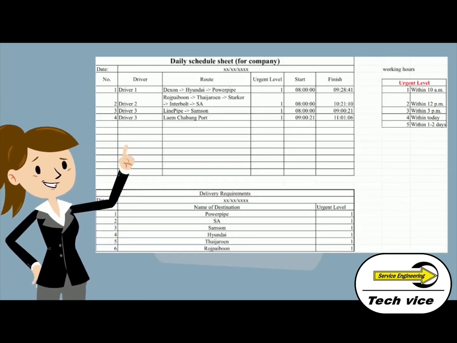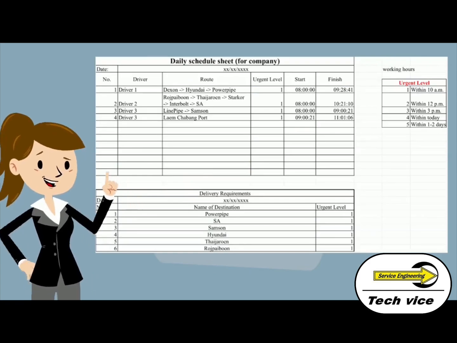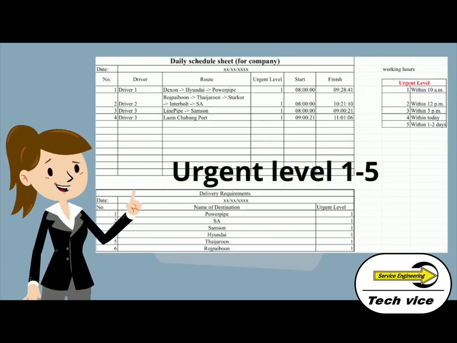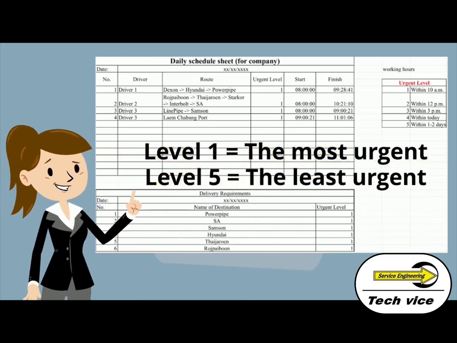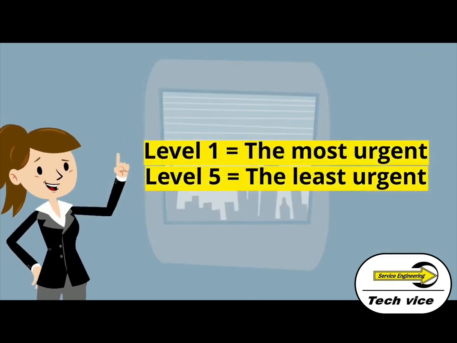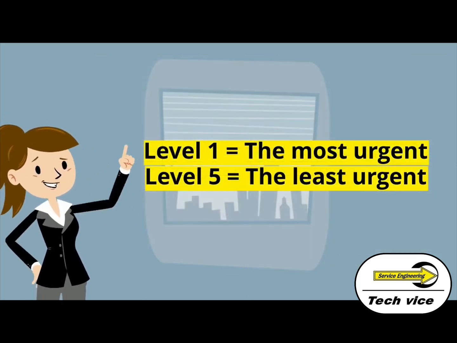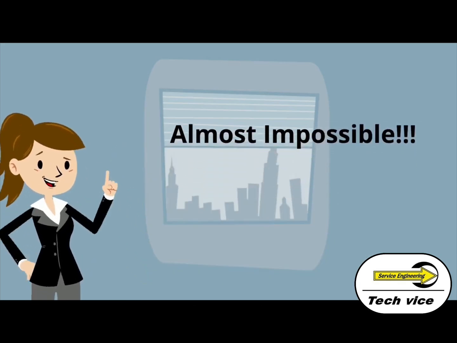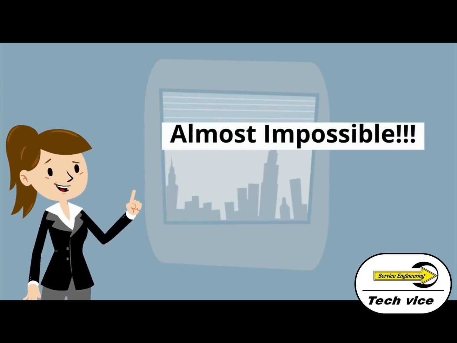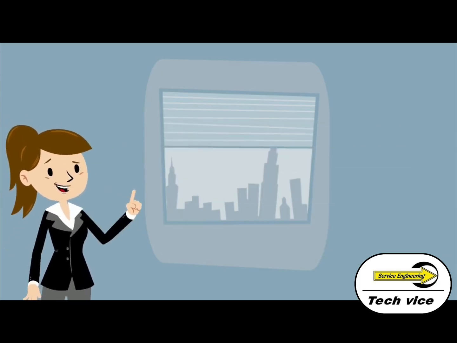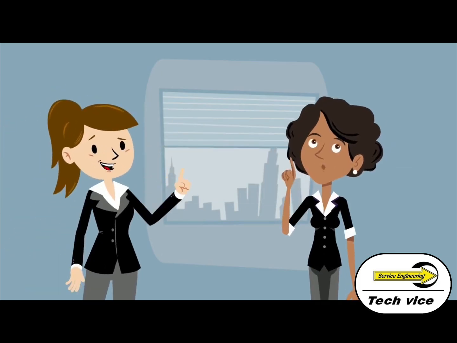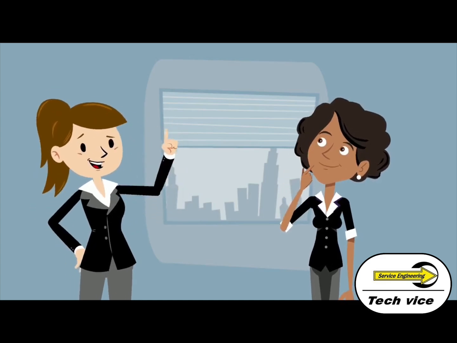So we can start seeing that some issues will arise based on the daily schedule sheet, with the urgency levels being divided from 1 all the way to 5, with urgency level 1 being the most urgent. Since all the orders today are placed at urgency level 1, it will make it almost impossible for all the drivers to deliver within 10 a.m., given that they start working at 8 a.m. Therefore, it is time to make some changes to our current system.